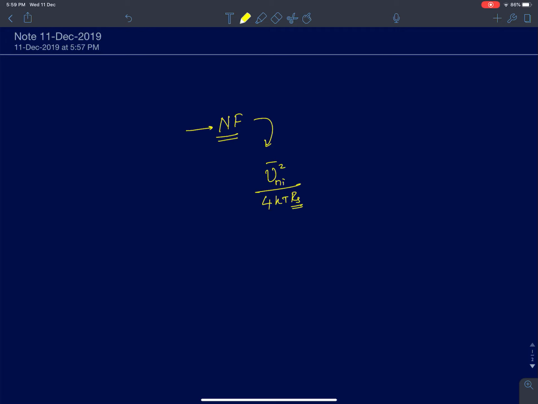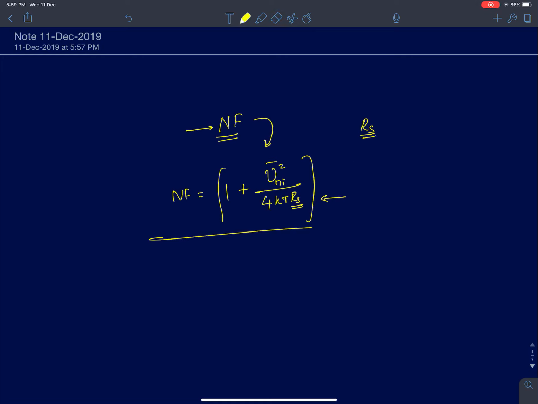So I have already used the word antenna radiation resistance. It's also the source resistance for the circuit, and then just add 1 to it. This will give you noise figure in watt per watt. It's a ratio of two quantities, which is actually watt by watt. Noise figure, essentially, if you look at this equation, tells you it's watt per watt.